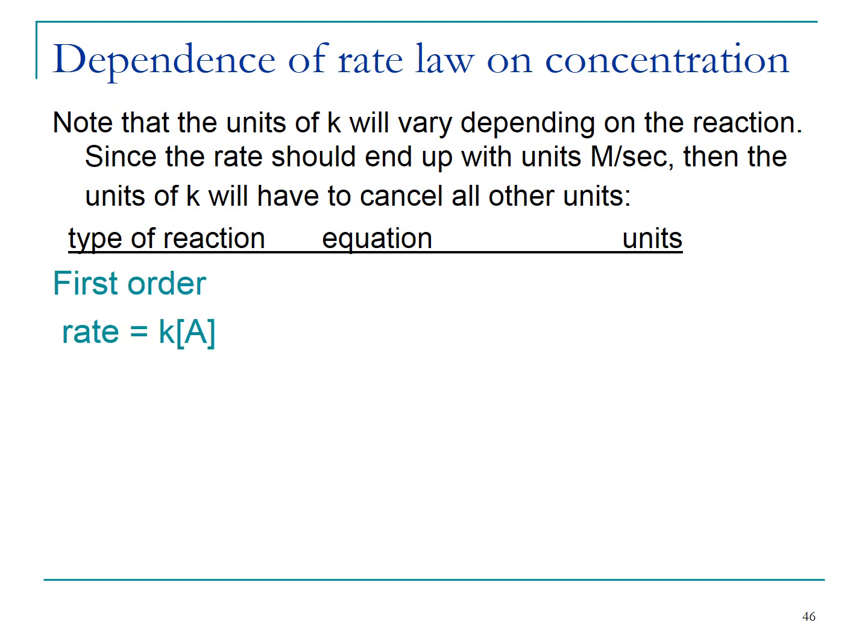So if you've got a first order reaction, rate equals K times A. Since rate always has to be molarity per second, and A is already molarity, K is just going to end up being inverse seconds. So molarity over seconds equals K times molarity. The molarities will cancel, so K has to be inverse seconds.